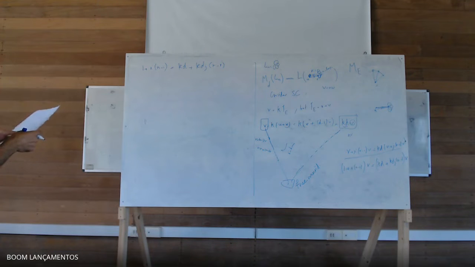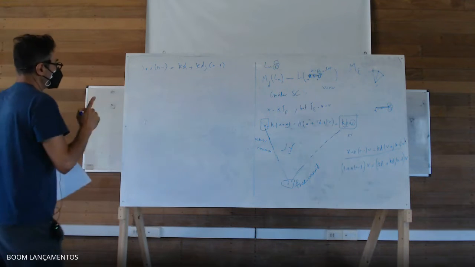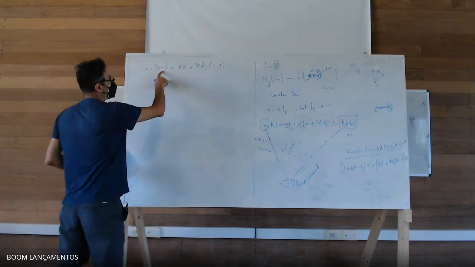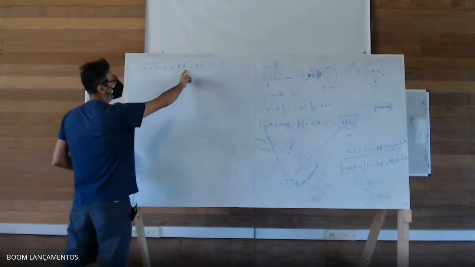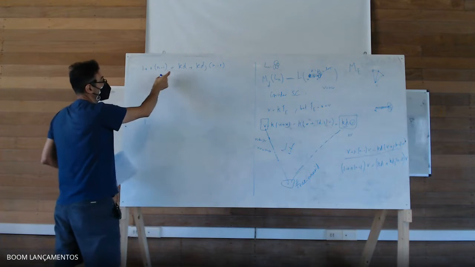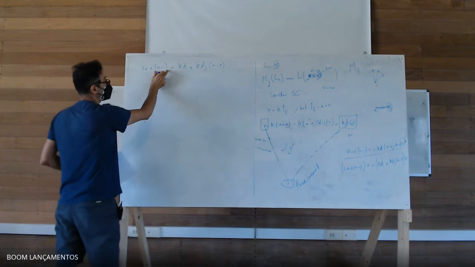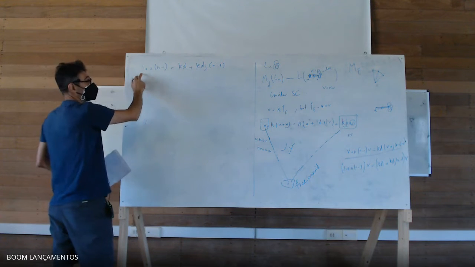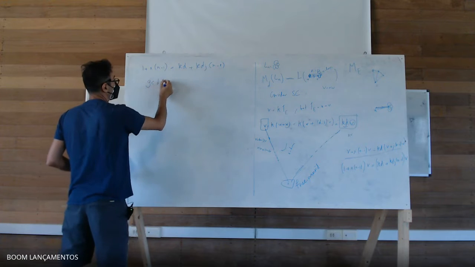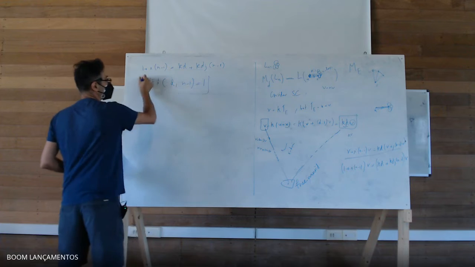So what do I get from here? If something divides n minus 1 and at the same time divides d, it's going to divide this, and this, and this, so then it has to divide 1. So the greatest common divisor of d and n minus 1 is 1. So I got here.